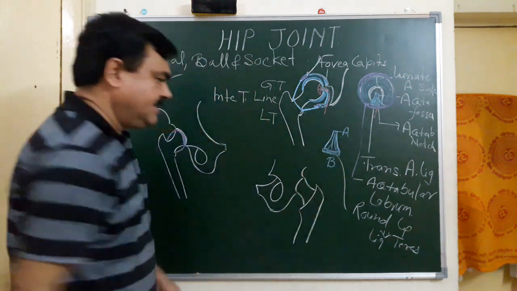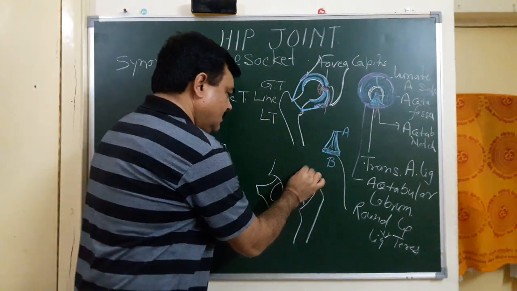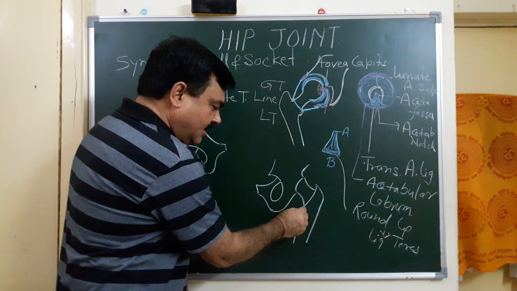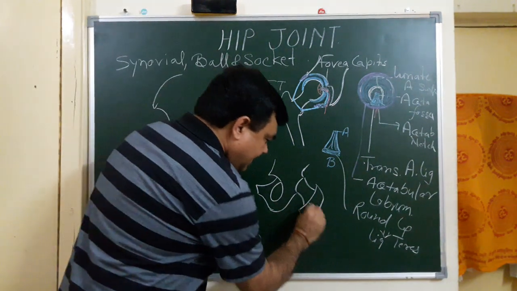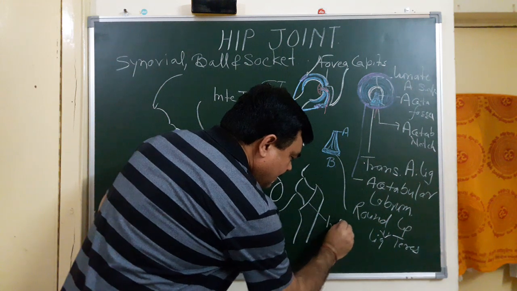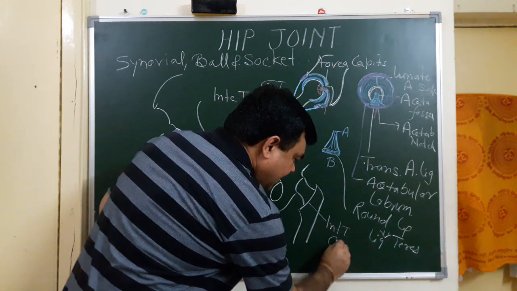This is the posterior surface. This is the greater trochanter, this is the lesser trochanter. This is the intertrochanteric crest.